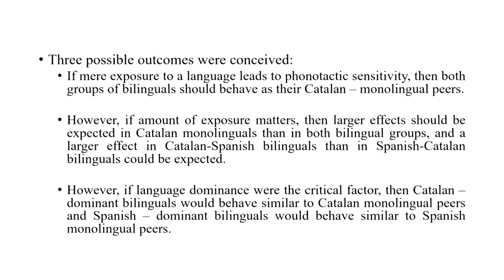However, if the amount of exposure matters, so how much Catalan they have been getting, then you could say that the largest effect would be found in Catalan monolinguals, then in Catalan dominant bilinguals, and then in Spanish dominant bilinguals. A third thing could happen: if just language dominance is sufficient, then Catalan dominant bilinguals would also behave much similar to your Catalan speaking monolinguals. And this is what these individuals set out to test.